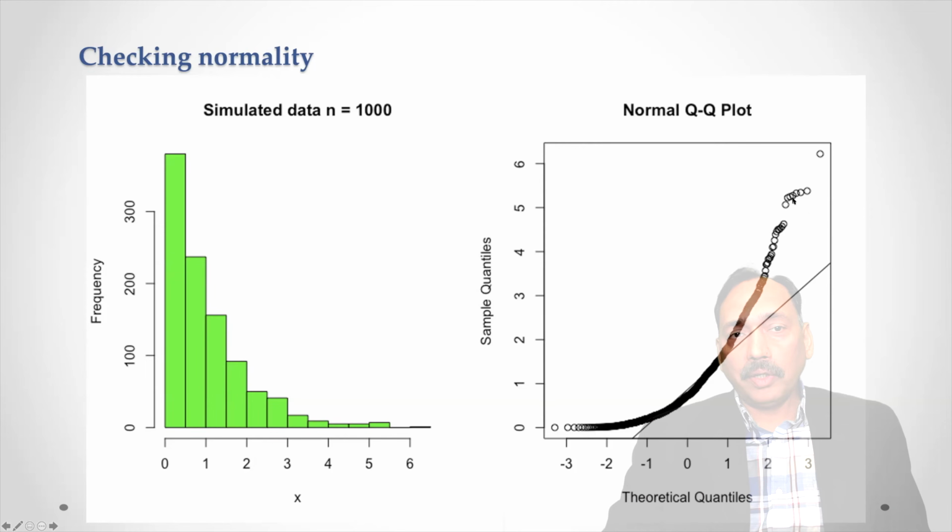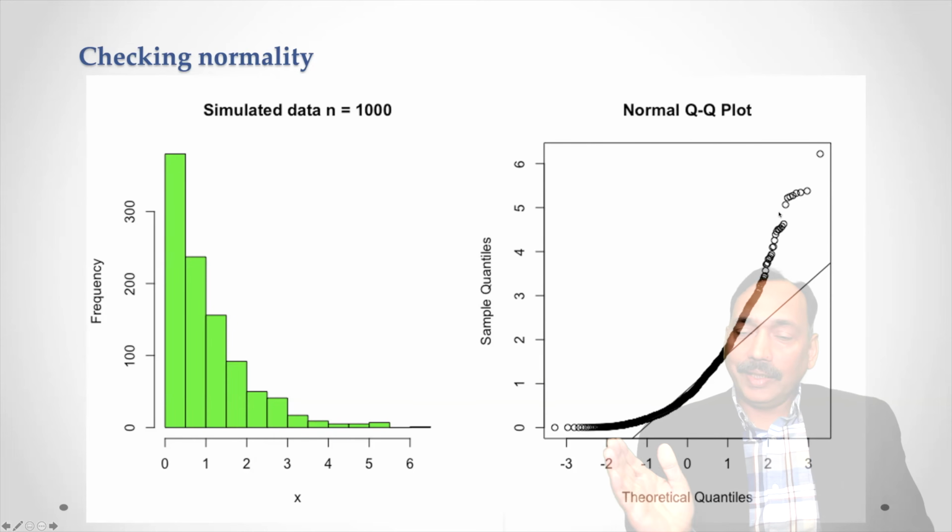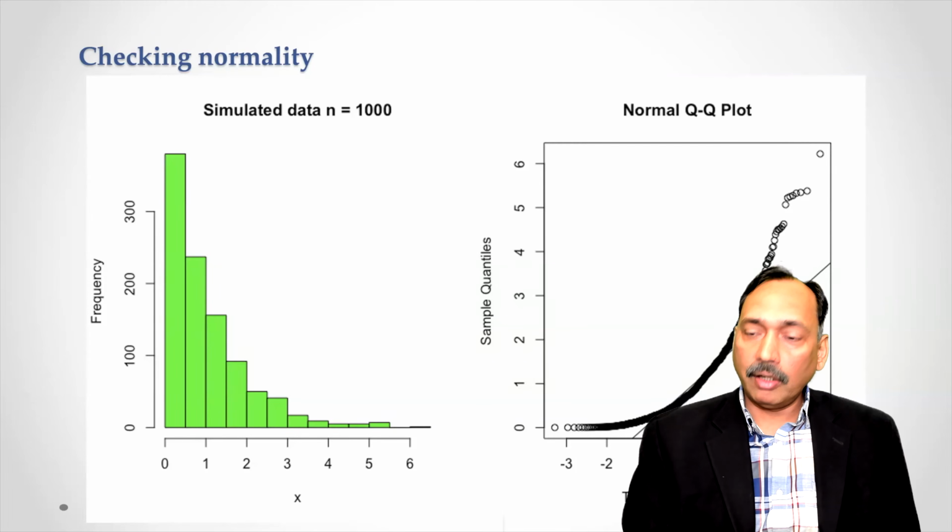And this is how exponential distribution will show up on normal probability plot. So you can see very clearly it deviates from the straight line and it's not a normal distribution.